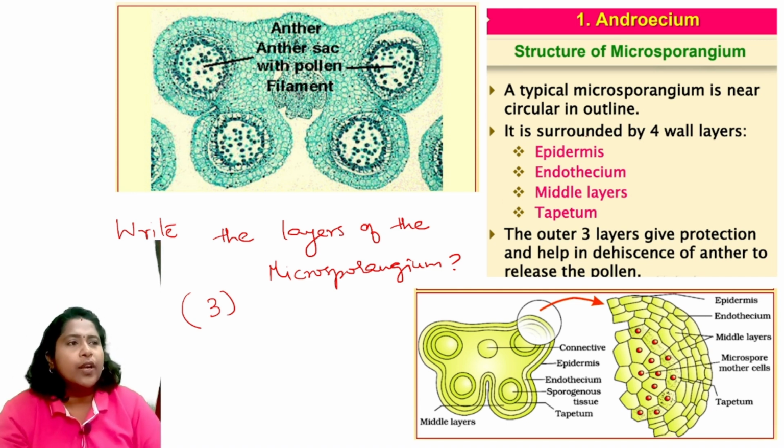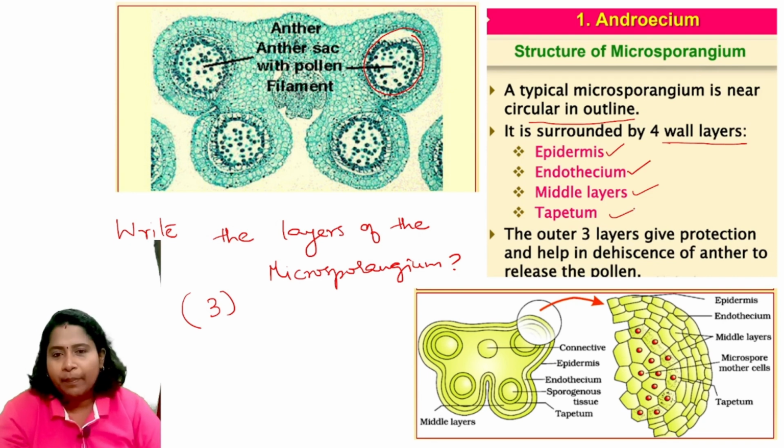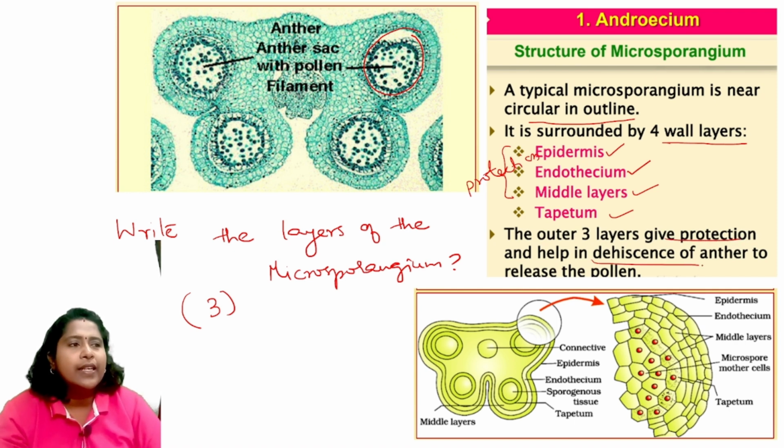A typical microsporangium is circular in outline, correct? So in this figure you can see it is circular in outline and it is surrounded by 4 wall layers. First one is the epidermis, endothecium, middle layers, and then tapetum. These are the 4 important layers of the microsporangium. The outer 3 parts are providing protection. That's the major function, providing protection and helping in the dehiscence of the anther.